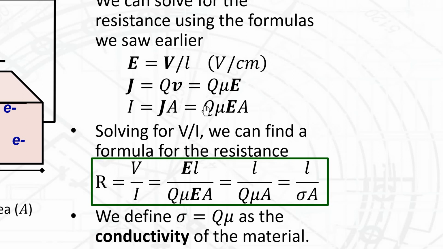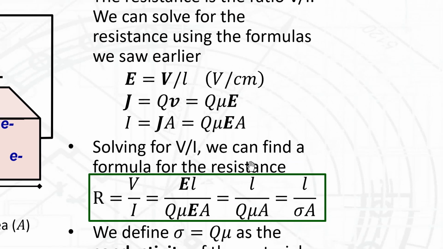So if you just take the ratio of V over I, the relationship for V is V equals the electric field times the length. So that's what you get in the numerator here. And the current is equal to Q times mu times E times A. So you have this in the denominator. And notice that the electric field is in the top and the bottom. So those two cancel, and you're left with L divided by charge density times the mobility times the cross-sectional area. So from here, now we're going to separate out two things.